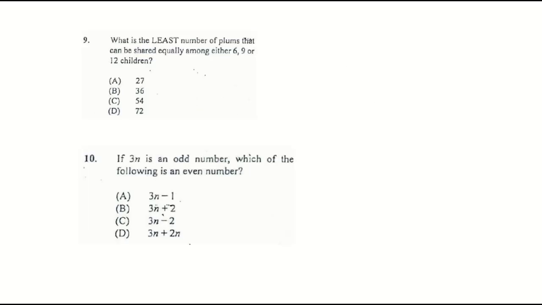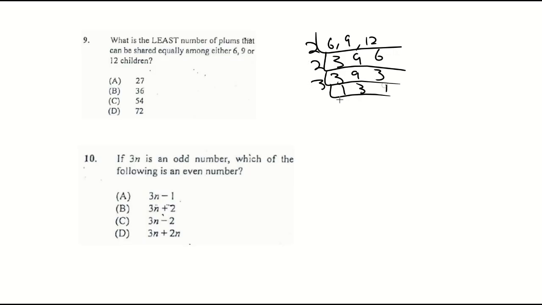Alright, number 9. What is the least number? Before they were asking apples, least number of plums. They changed this up. It was 6, 15, and 16, now it's 6, 9, and 12. So you put 6, 9, 12. That's 2, that's 3, 9, 6. Then 2 again, 3, 9, 3. Then 3, 1, 3, 1, then 3, 1, 1, 1. 2 twos are 4, 4 threes are 12, 12 threes are 36, and the answer would be B.